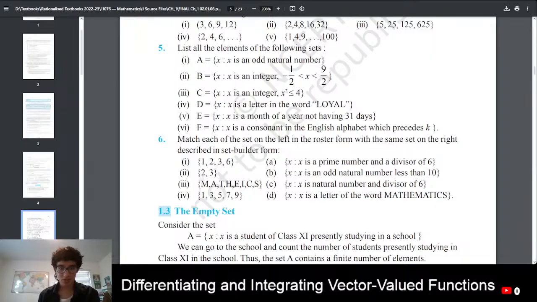This is very similar to the other question we did, right? So this would go with this one. 1, 3, 5, 7, 9, these are all odd numbers, so I think it would be this one. 2 and A, and then 1 and C. Just look at the definitions and match them.